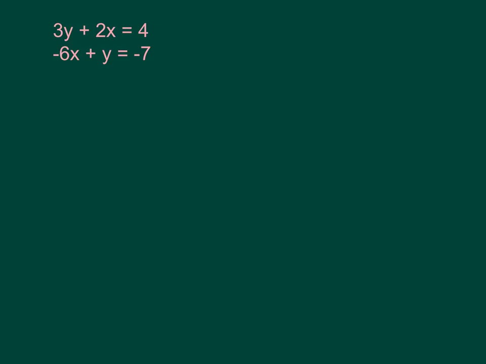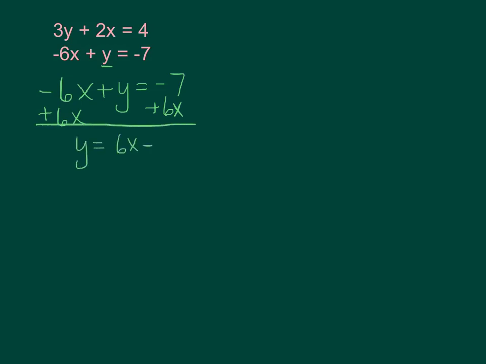This time we don't have anything by itself, but we have a very good variable to choose to get by itself. We want to get this y by itself because the coefficient on it is 1, so we wouldn't have to divide by anything. So that's the equation I'm going to take, and I'm going to get y by itself. So I'm going to add 6x, and I have y equals 6x minus 7, or negative 7 plus 6x, if you like that better.